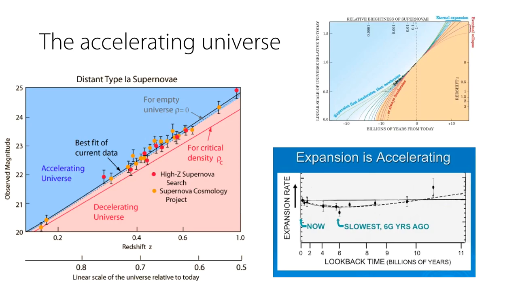And what they found was that the brightness of these supernovae was not what they expected it to be. And the only explanation of that was that the universe is expanding, and that expansion is accelerating. And this is very unusual, because people had previously assumed, for good reasons, that gravity would be slowing the expansion of the universe.